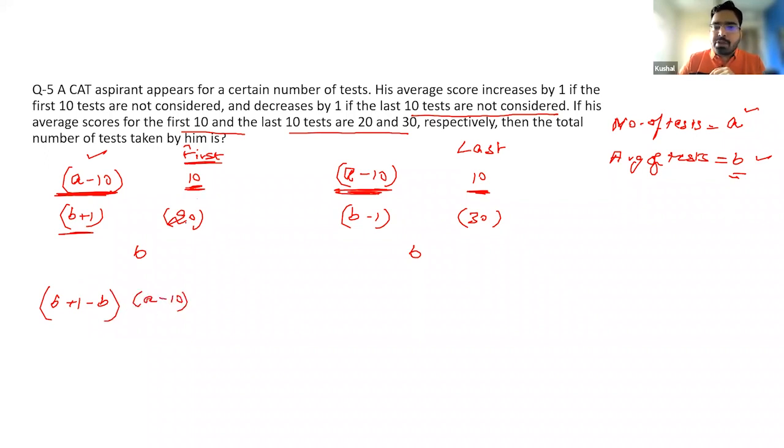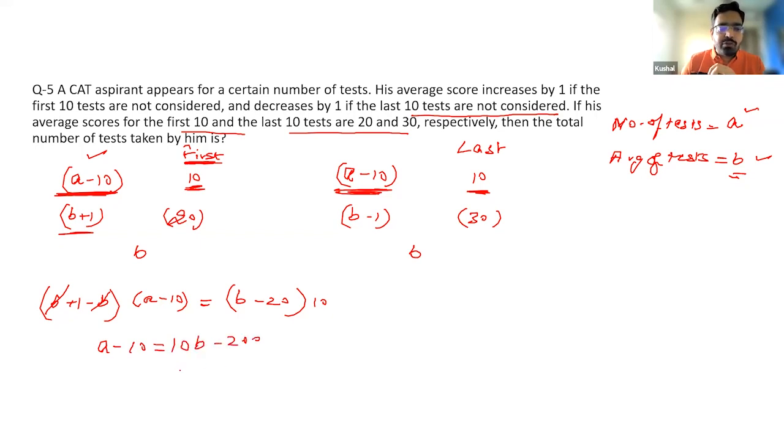Same way over here, what will happen? Of course, if B plus 1 is more than B, then of course 20 must be less than B. So this set of tests will create a deficit of how much? B minus 20 on one test. And how many such tests are there? 10. Let's have a look at this equation. B and B will get cancelled out. So 1 into A minus 10 will be A minus 10, and this will be 10B minus 200.